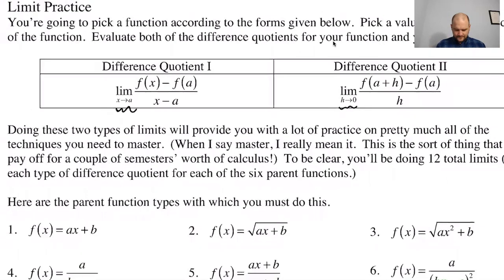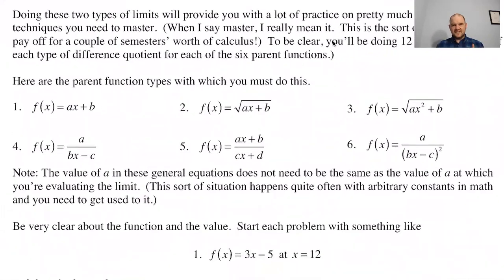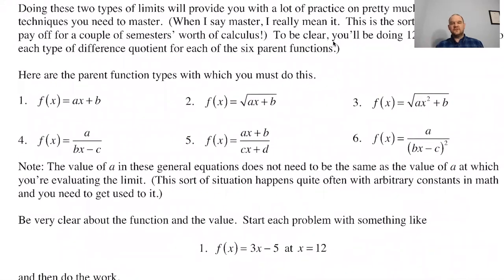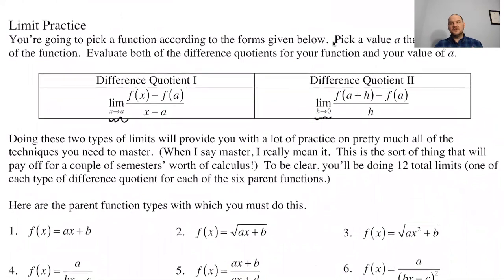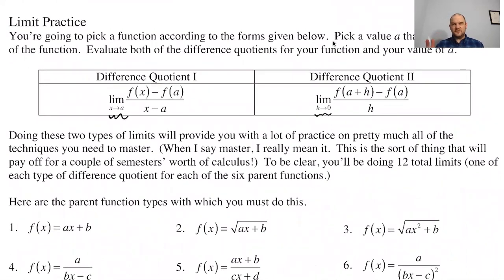But what you're going to do is for each of these types of functions, you're going to choose a value for a. You're going to choose a value for b. It doesn't need to be the same value in problem number 1 and problem number 2. Then you're going to choose a point in the domain of the function, and you're going to do both difference quotients for that problem. So in the end, you're going to do 12 difference quotients. Difference quotient 1 and difference quotient 2 always give the same answer. So when you do it, you kind of have a self-check.